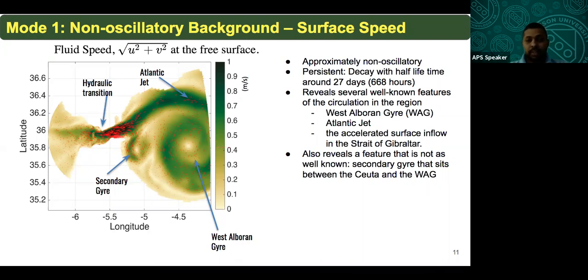The hydraulic transition, Atlantic jet, and Western Alboran gyre are very well-known features, but we can also identify another interesting, less known feature here: the secondary gyre. So this is a new interesting feature we found in this case. This stays in this entire time, the 6-day period.